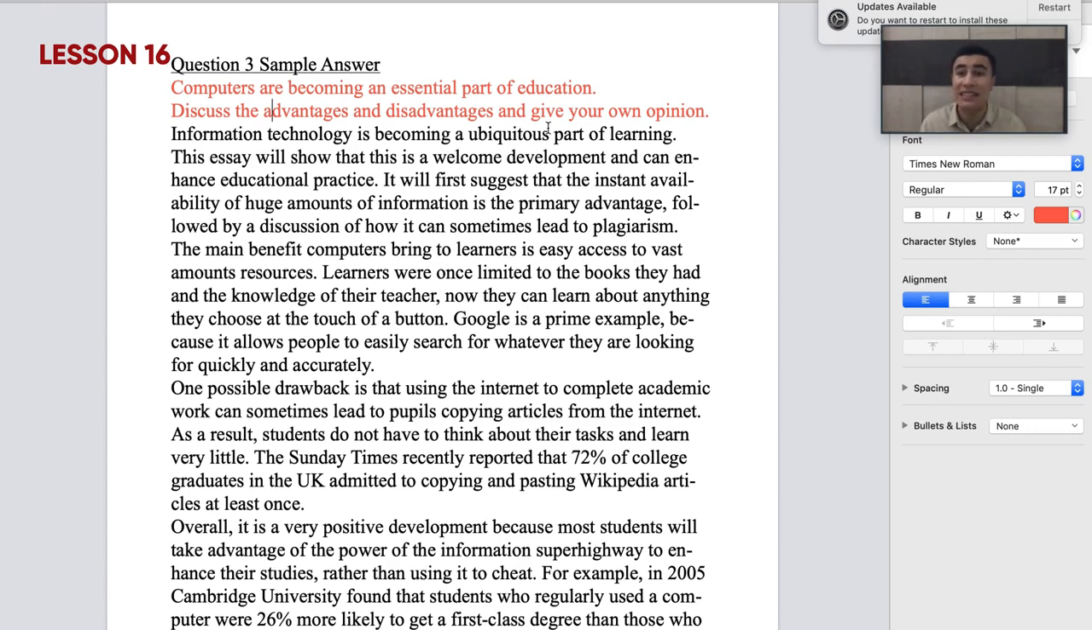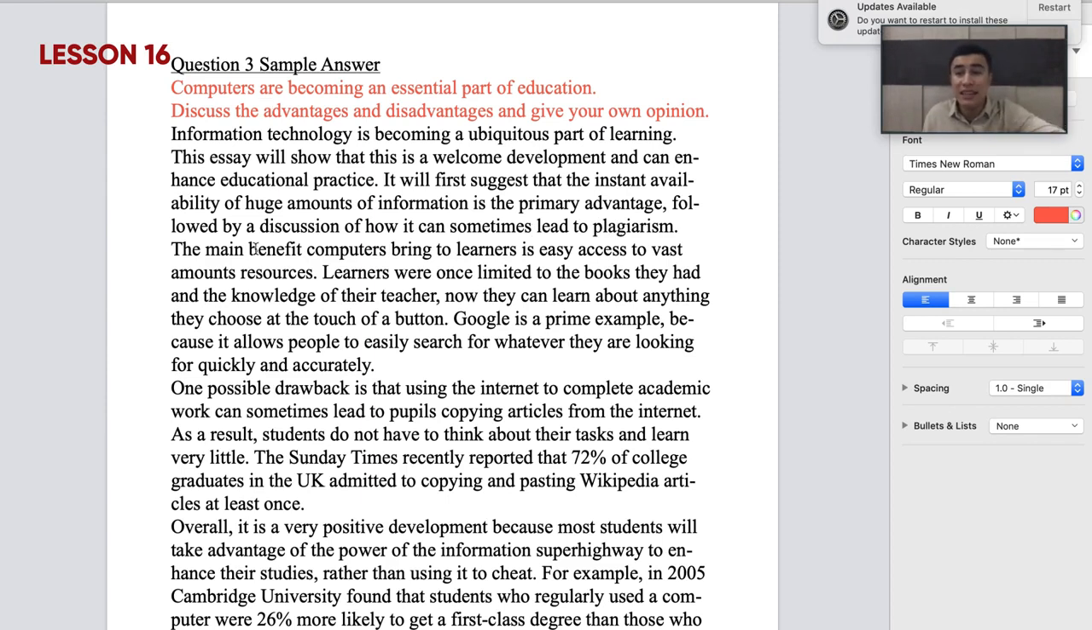This essay will show that this is a welcome development and can enhance educational practice. So this is your thesis statement, guys. Okay, this is a welcome development, so it means positive, and can enhance, increase educational practice, so make it better. It will first suggest that the instant availability of huge amounts of information is the primary advantage, followed by a discussion of how it can sometimes lead to plagiarism. So plagiarism is copying someone's work, guys.